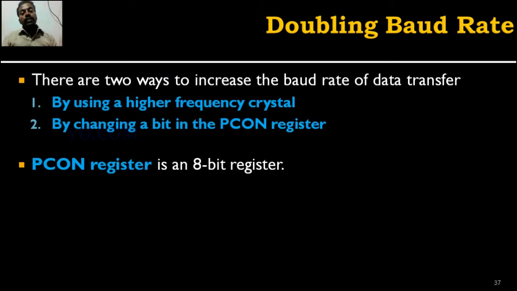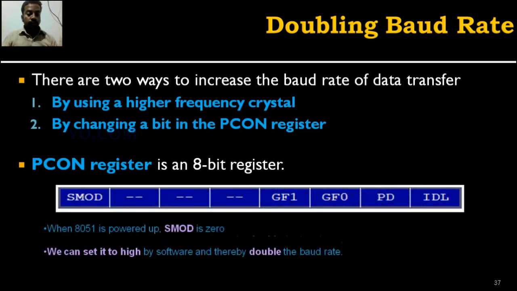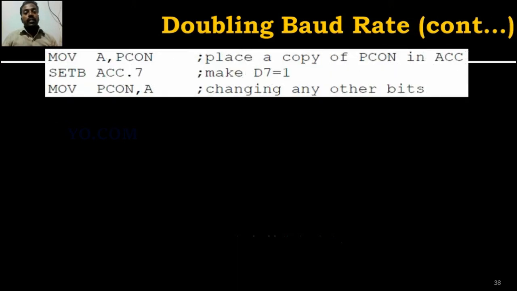There are two ways to increase the baud rate of data transfer: by using a higher frequency crystal, or by changing a bit in the PCON register. The PCON register is an 8-bit register, so if we change that bit, we can increase the baud rate. When SMOD is 0, we can set it high by software, and that doubles the baud rate. Okay, doubling the baud rate, continuation.